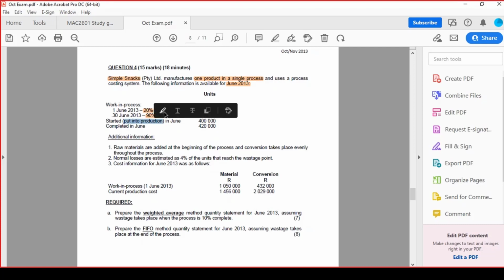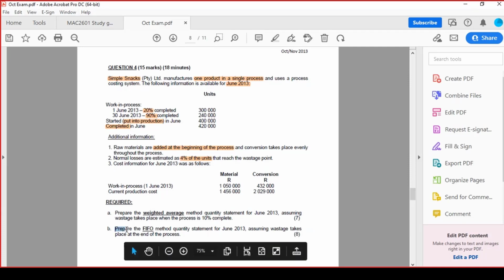And they started, what was put into production, with 400,000. And then what was completed is 420. Raw materials are added at the beginning of the process, and your conversion is taking place evenly. Normal loss is estimated to be 4% that reach the wastage point. Then there's cost information. So they're asking you to prepare your first in, first out quantity statement, assuming that the wastage point is at the end of the process, at 100%.